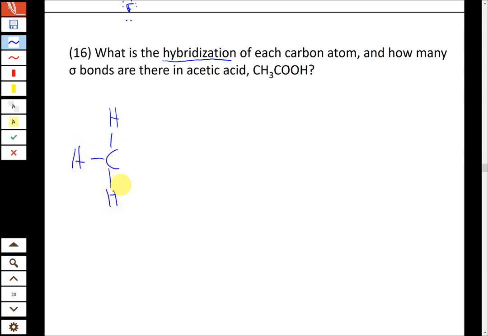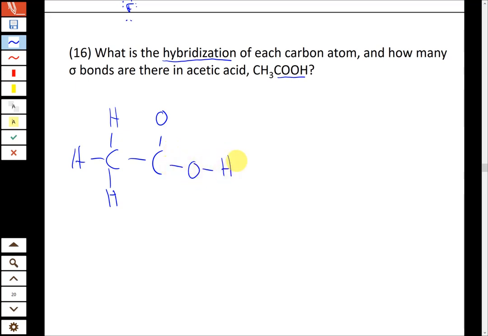And then to connect the whole structure, we need a bond to the other carbon. There's 2 carbons in the structure. And then the part of this that's not as obvious is the COOH part. So what does that look like? So this is, again, acetic acid. The COOH, what it means is that we have an oxygen and an OH bonded to that carbon.